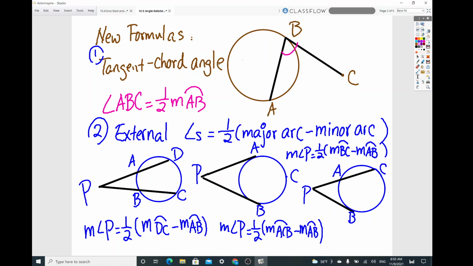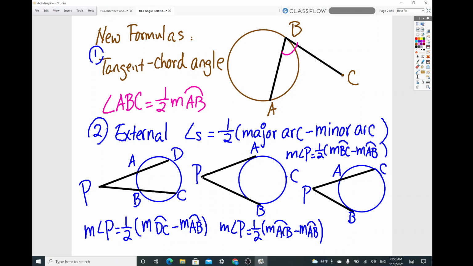The new formula that we have is called the tangent-chord angle. Anytime you see that the angle is being formed with a chord and a tangent line segment or tangent ray, this is called the tangent-chord angle. It's similar to the formula we have for the previous one. This one is angle ABC. It's 1/2 times the measure of the corresponding arc AB, so the measure of that corresponding arc divided by 2.